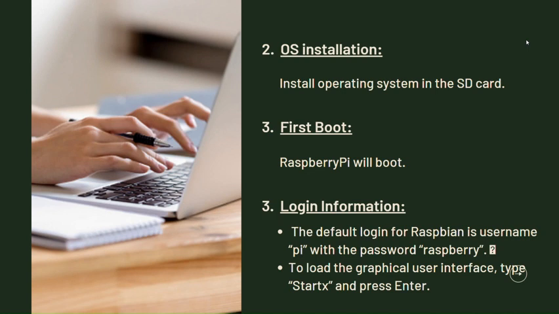When the install process is completed, the Raspberry Pi configuration menu will load. Here we should set the time and date for our region, enable a Raspberry Pi camera board, or even create users. Lastly, the login information. The default login for Raspbian is username pi with the password raspberry. To load the graphical user interface, type startx and press Enter.